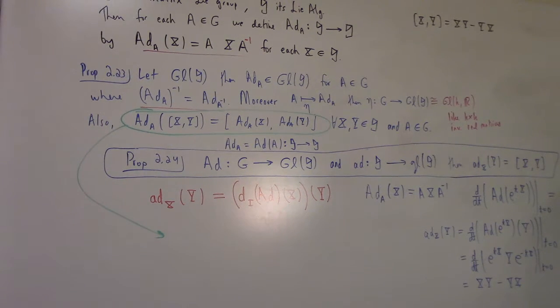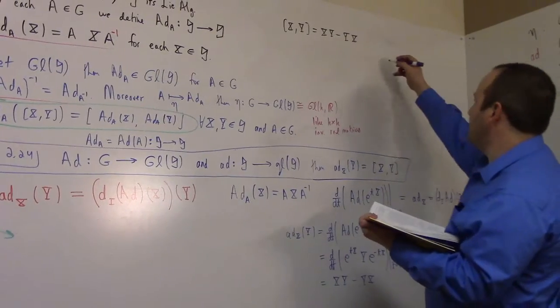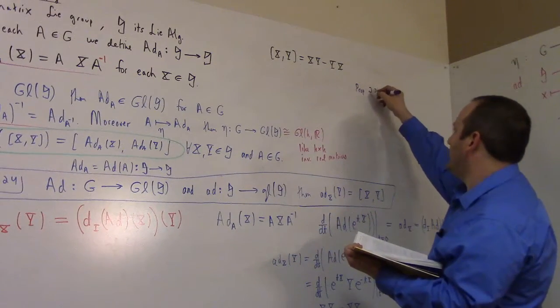Then he says that we have proved, as a consequence of theorem 2.21 and proposition 2.24, that thing we just did, the following result, which is that e to the adjoint of x acting on y is equal to conjugation by the exponential, basically. So he says it follows. This is his proposition 2.25, which states the following.